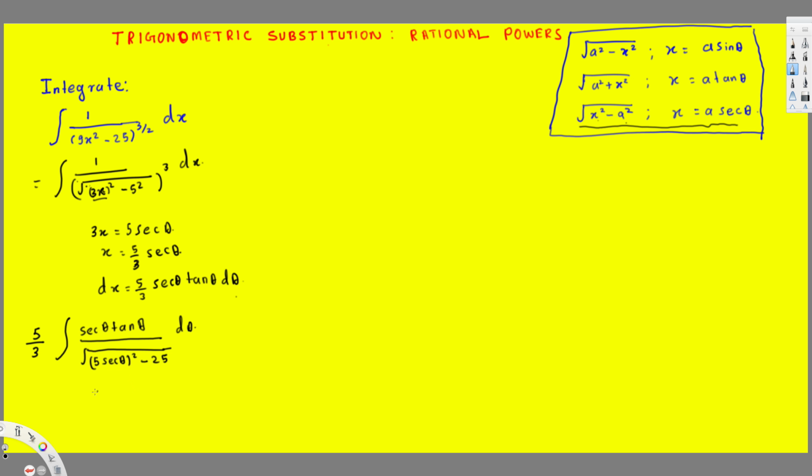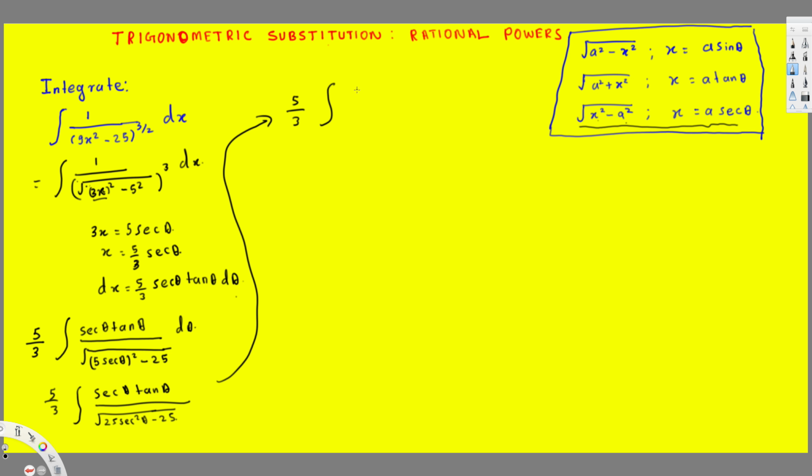Now we can simplify this a little bit more. The first thing we try to do is get rid of this square root. That makes everything easier. So we have 5/3 right here, and on top we have sec theta tan theta, and in the bottom this is going to be 25 sec² theta minus 25, and we can already see we can take the 25 common. So we have 5/3 integral of sec theta tan theta d theta, and in the bottom we take the 25 common, so this is going to be sec² theta minus 1. Then we have d theta.